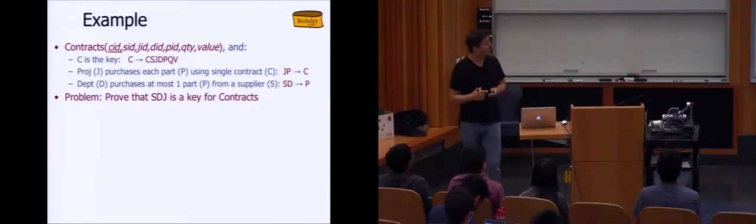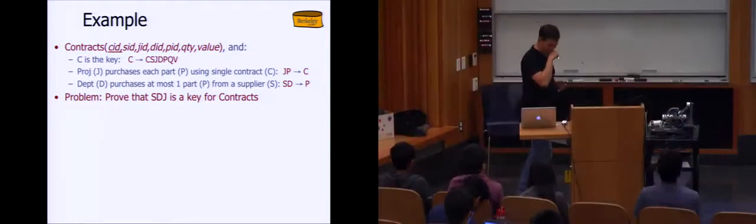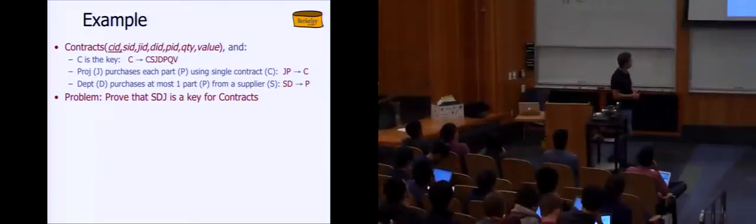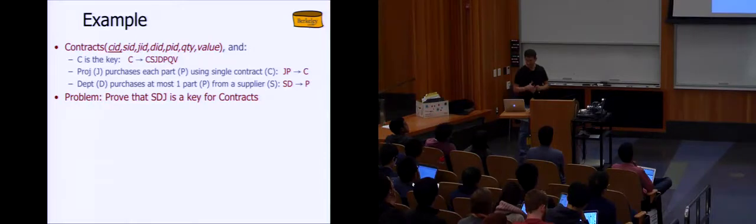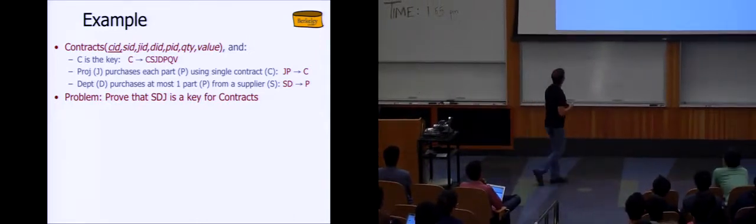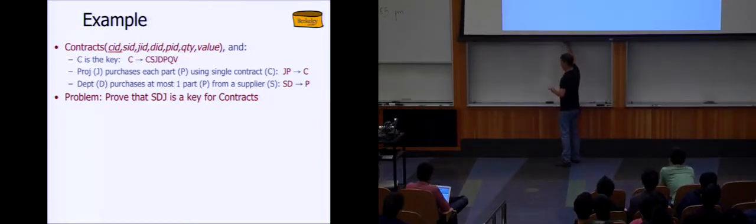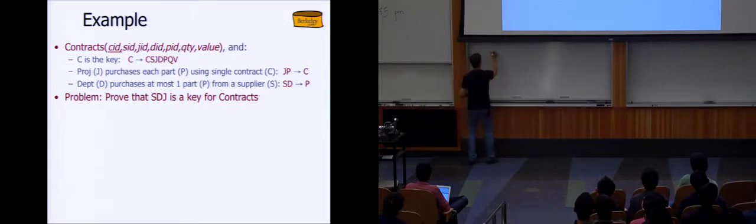Okay, here's the challenge. Prove that SDJ is a key for contracts. Why? I don't know. You'll see soon. But right now, let's see if SDJ is a key or not. So here we go. We know that JP determines C, we know that SD determines P, and we know that C determines everything. Do we believe that SDJ determines everything? Well, SD determines P, right? Which, by transitivity, doesn't determine anything, so that's not very helpful.